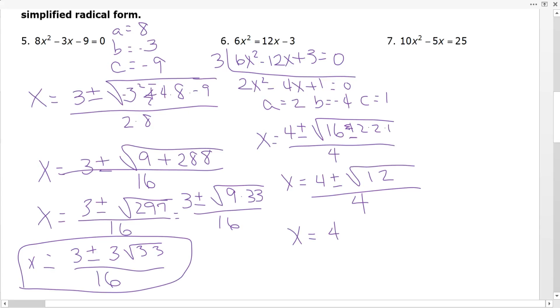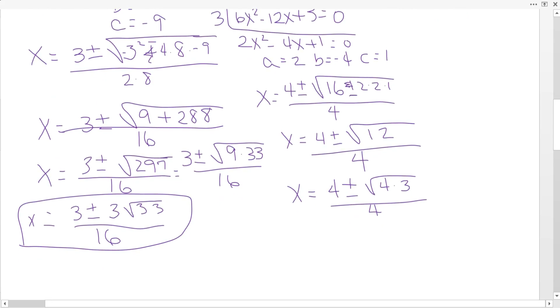X equals 4 plus or minus 12 has 4 times 3, which means I've got the square root of 4 times 3. I can take the square root of 4, so I end up with x equals 4 plus or minus 2, which is the square root of 4, times the square root of 3 divided by 4.